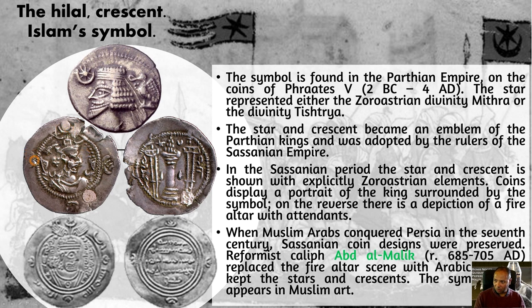You can see there, crescent, crescent here, right? And you'll see here the fire symbol, the fire altar, right? On the reverse, you've got a depiction of a fire altar with attendants. And when Muslim Arabs conquered Persia in the 7th century, the Sasanian coin designs were preserved. The reformist caliph Abd al-Malik, right, from 685 to 705 AD, replaced the fire altar scene with Arabic text, but he kept the stars and the crescents. The symbol later appears in Muslim art.